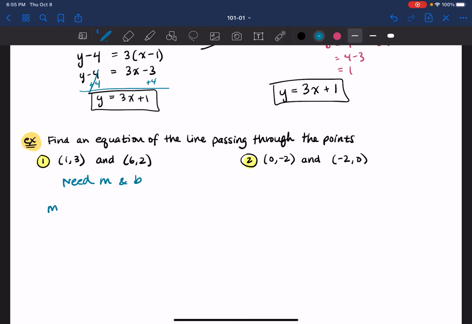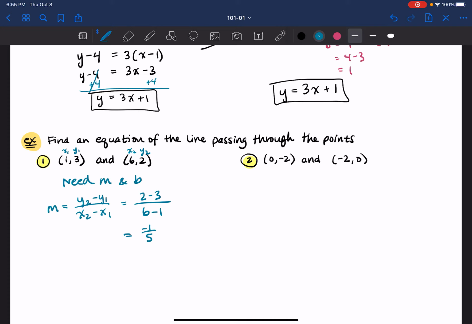All right, so m, the slope, well, lucky for us, all you need for finding slope is just 2 points, right? It's y2 minus y1 over x2 minus x1. Right, so we've got x1, we've got y1, we've got x2, we've got y2. And so when we plug these in, we'll have 2 minus 3 over 6 minus 1. 2 minus 3 is the negative 1. 6 minus 1 is 5, and so there is our slope.